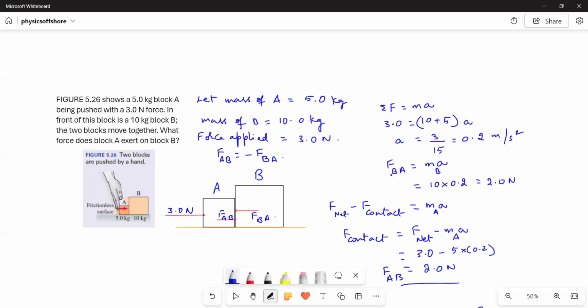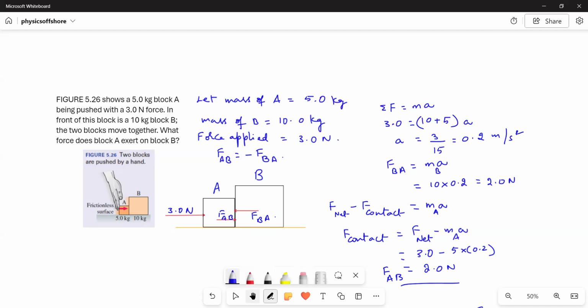Now we can prove the same thing by taking block A also. For that, F net minus F contact is equal to ma. Okay. So we are supposed to find out the contact force. Therefore, F net minus ma is the F contact. So what is the F net? F net is 3 newtons. And then ma is mass times acceleration. Am I right? So mass is 5 kilograms, this one, and then acceleration is 0.2. Therefore, 3 minus 1 is equal to 2 newtons. Both are one and the same, no? FAB is equal to FBA. That is what he is asking.